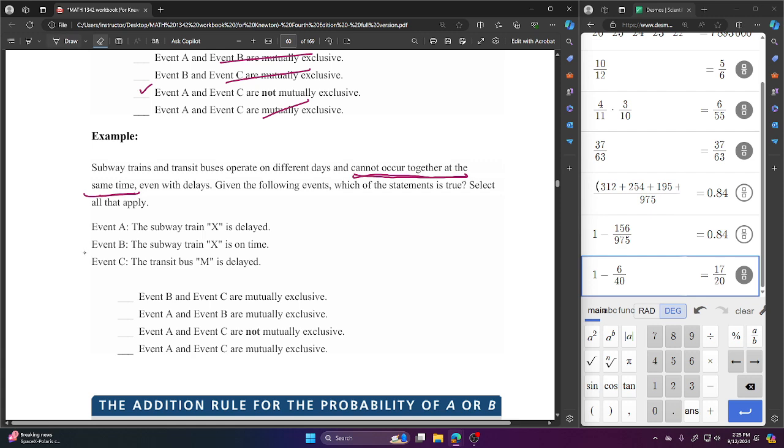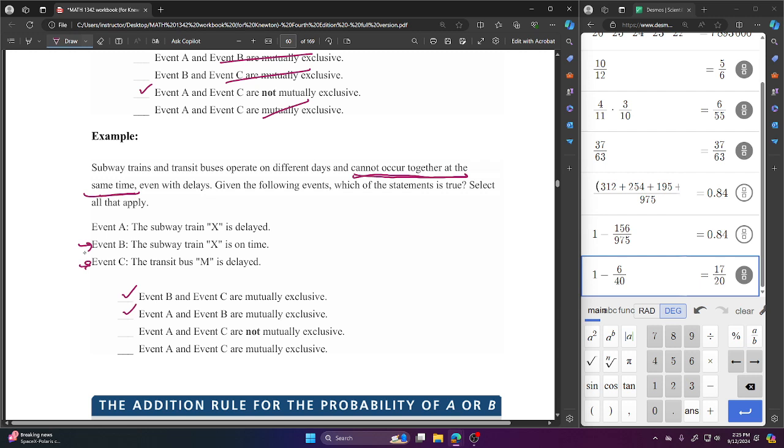B and C. Are these mutually exclusive? Totally never can happen at the same time. It's on time and this one's delayed? Never run at the same time. So this is mutually exclusive? Yes. A and B are mutually exclusive. So it's either delayed or it's on time. Can you be both delayed and on time at the same time? No. So they're mutually exclusive? Yes. Cannot occur at the same time.